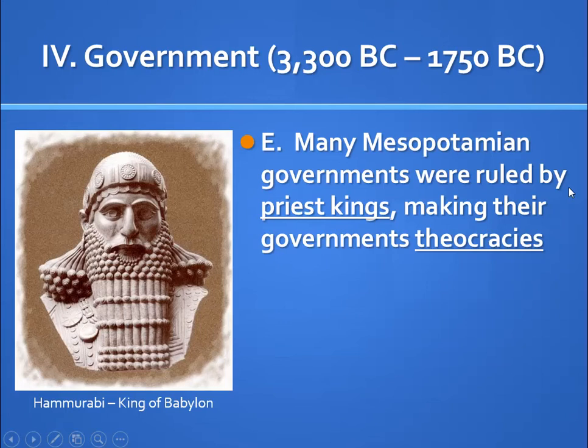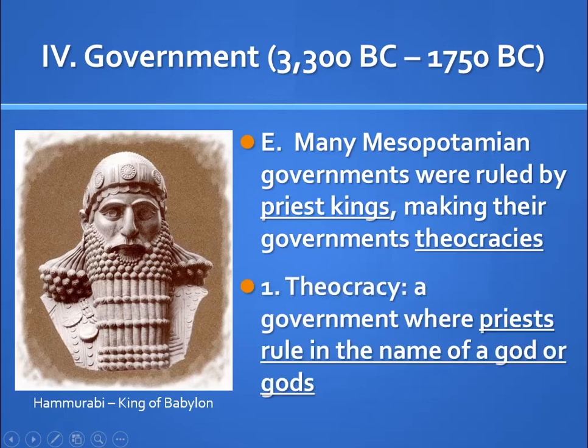Another form of government is theocracy, very common in ancient times. So theocracy, and just like bureaucracy, we have this suffix, the cracy, that if you see that, you know it's about government or organization. This prefix theo, like theology, is a study of religion. So theocracy is a government ruled by a religion.